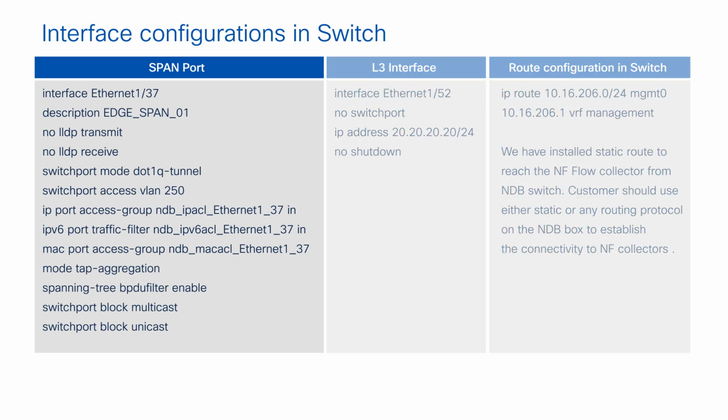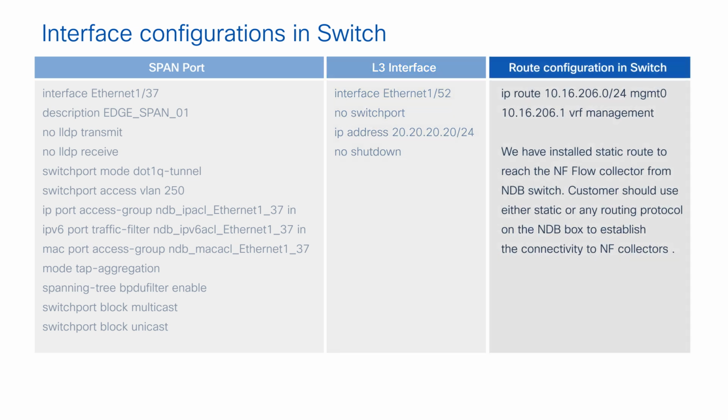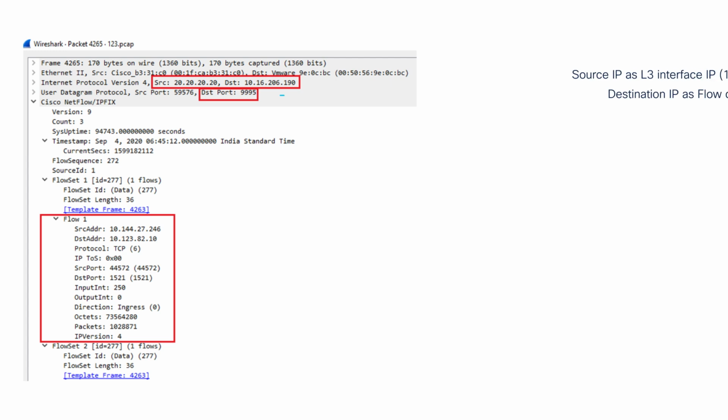The HSPAN port, that's where the copy traffic is coming in. And here is the L3 interface, because the front panel port to talk to the NetFlow collector has to be an L3 port with an IP address on it. And on top of it, we need an IP route based on your network topology. Either we can do a static route or any IP route, and then install a route for the NDB box to reach the NetFlow collectors.